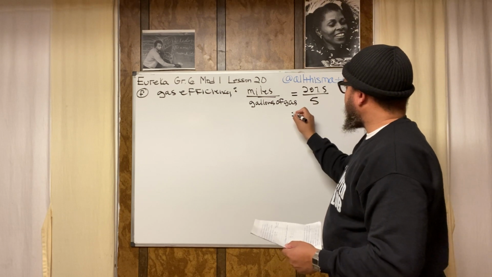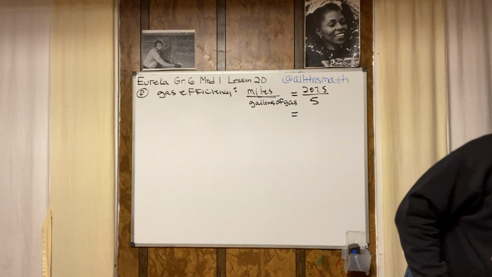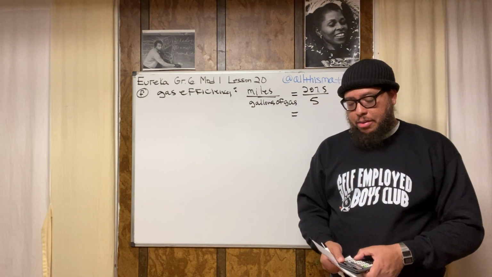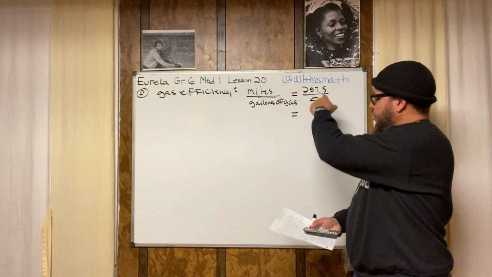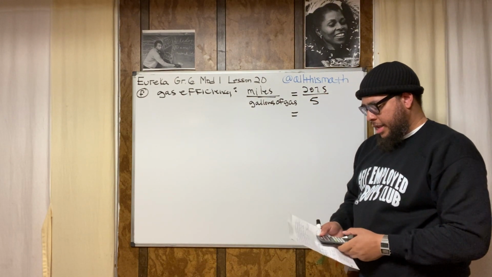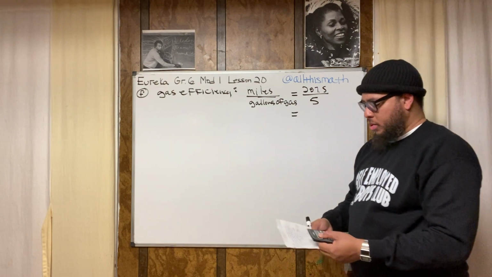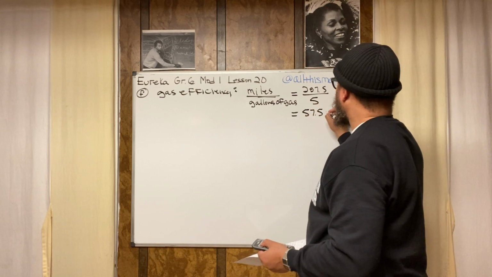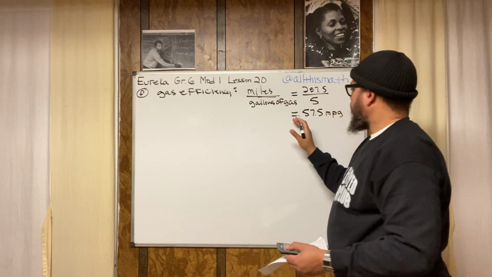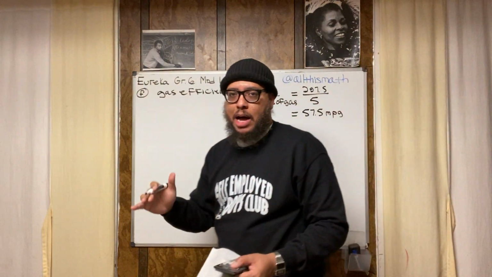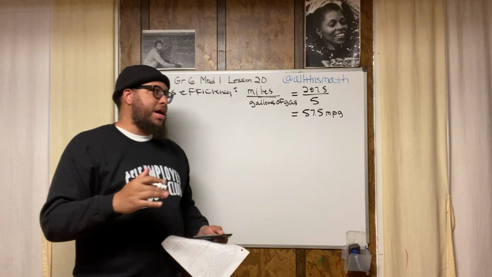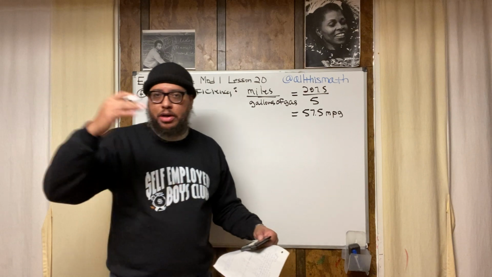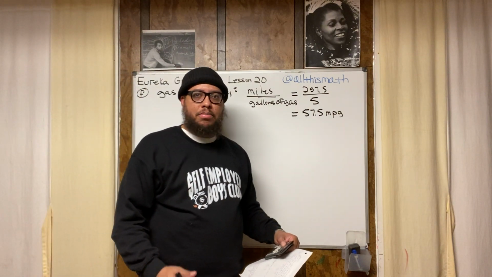So now we're doing this. Grab your calculator. So we have 287.5 divided by 5, not multiplied. Remember, the fraction bar means division. Don't forget that. And I get 57.5. So that means that on this sports bike, the gas efficiency is 57.5 miles per gallon. So every time you go 57.5 miles on your bike, you burn a gallon of gas.